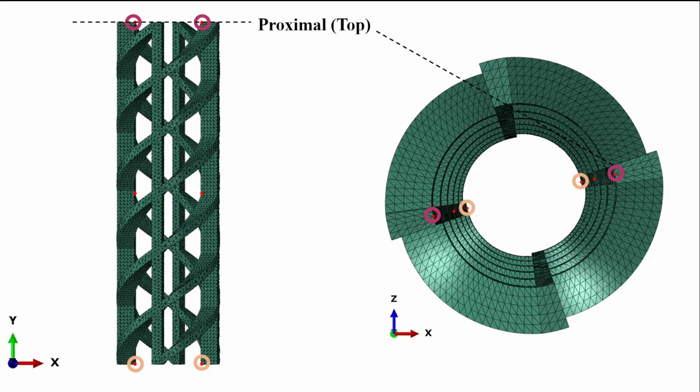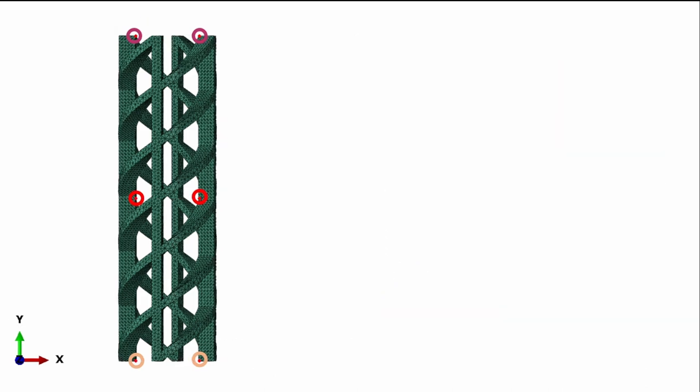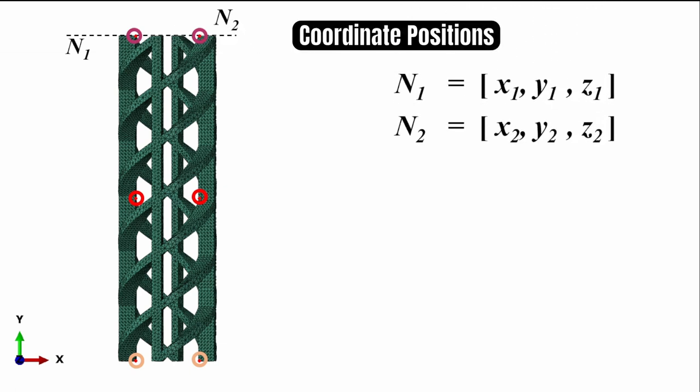At the bottom, we have a similar set of points, which I've described here as the distal or the bottom reference nodes. And then right in the middle, we'll also have a set of points like that, which are called the central or the medial reference nodes. Now, to look more closely, each of these reference points is labeled as node 1 and node 2 with their coordinate positions attached to them.